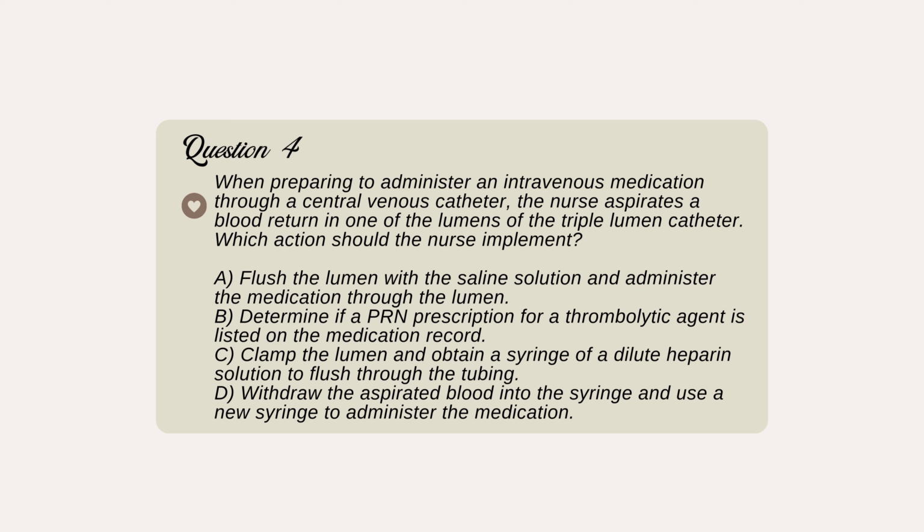Question 4. When preparing to administer an intravenous medication through a central venous catheter, the nurse aspirates a blood return in one of the lumens of the triple lumen catheter. Which action should the nurse implement? A. Flush the lumen with the saline solution and administer the medication through the lumen. B. Determine if a PRN prescription for a thrombolytic agent is listed on the medication record. C. Clamp the lumen and obtain a syringe of a dilute heparin solution to flush through the tubing. D. Withdraw the aspirated blood into the syringe and use a new syringe to administer the medication.